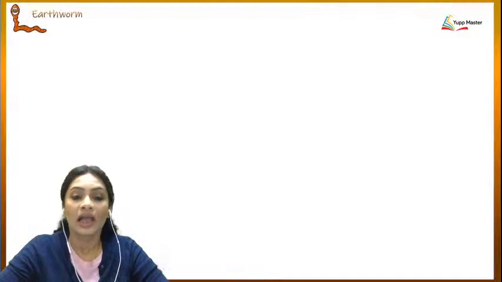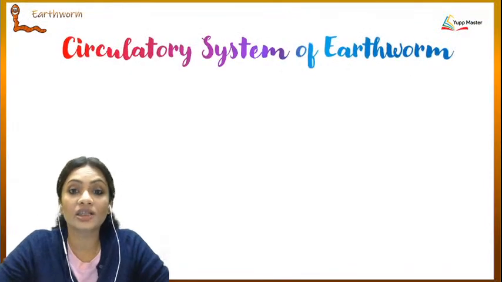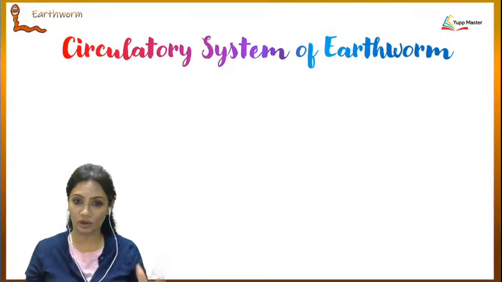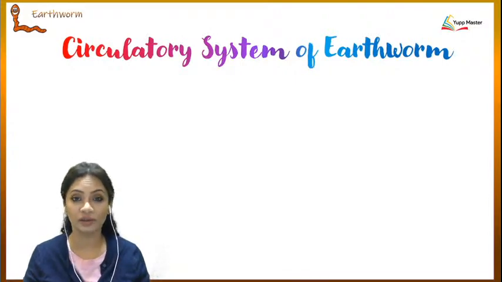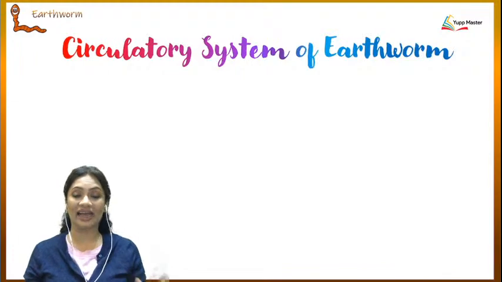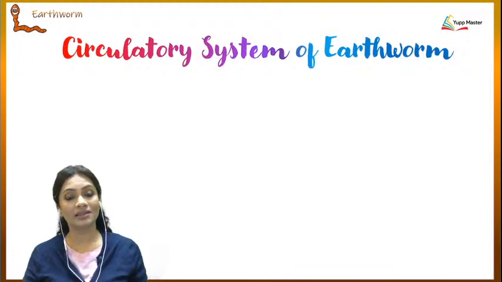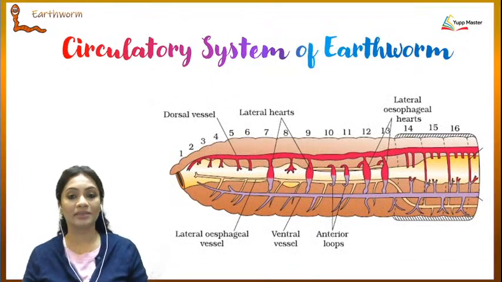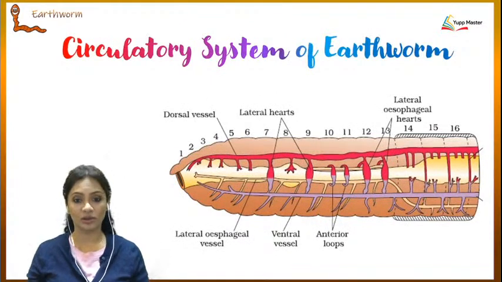So let's start. Now when we're talking about the circulatory system, after the digestive system, let's move on and we go on towards the circulatory system of the earthworm. Remember one thing, being an annelid, these worms, they're having a closed type of circulatory system. So when I'm saying that the circulatory system is closed, look at this diagram here.